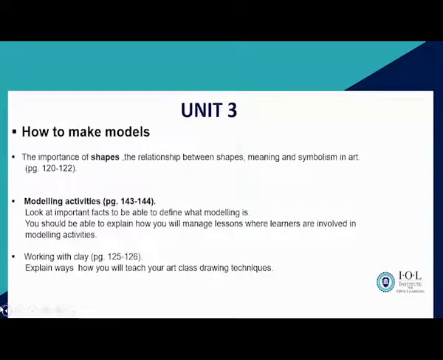What do we have in Unit 3? In this Unit 3, we have models. What are models? The importance of shapes, the relationship between shapes, meaning, and symbolism in arts. All those are found in this chapter on page 120 and until 122. This whole chapter, like I said, it's about models.